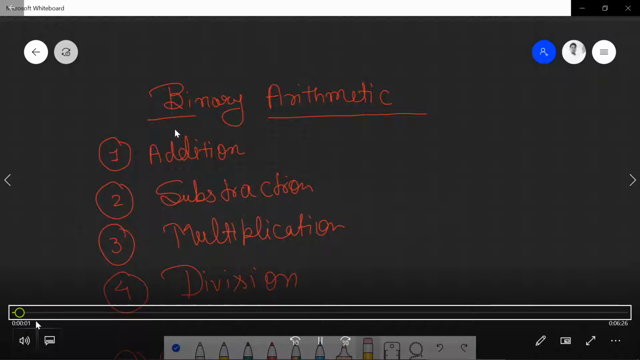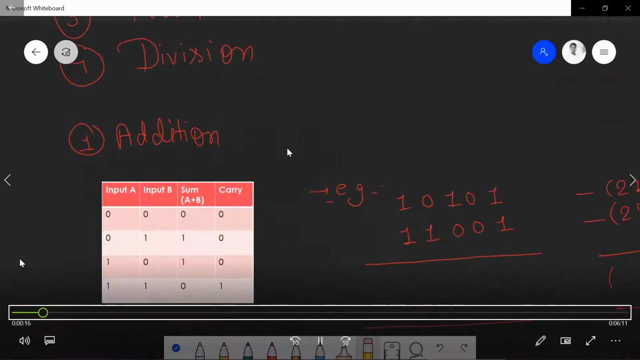Welcome. In this current lecture, we are going to see about binary arithmetic. Basically, we have four operations: addition, subtraction, multiplication, and division, as usual in decimal arithmetic also. We will see these operations one by one. First, we will start with the addition operation.